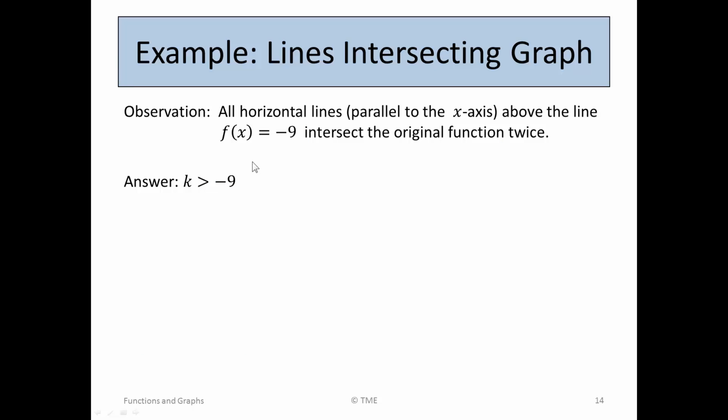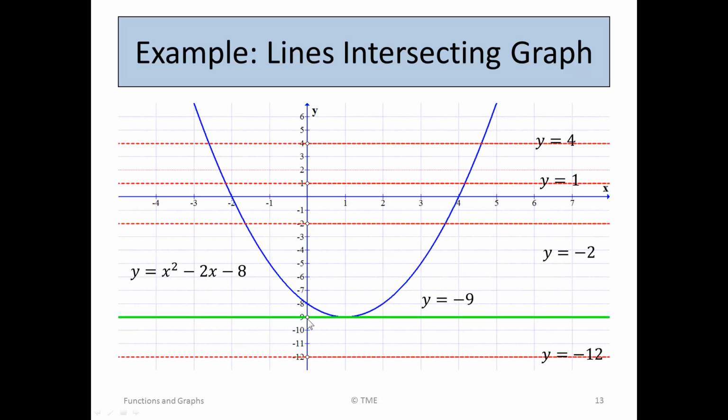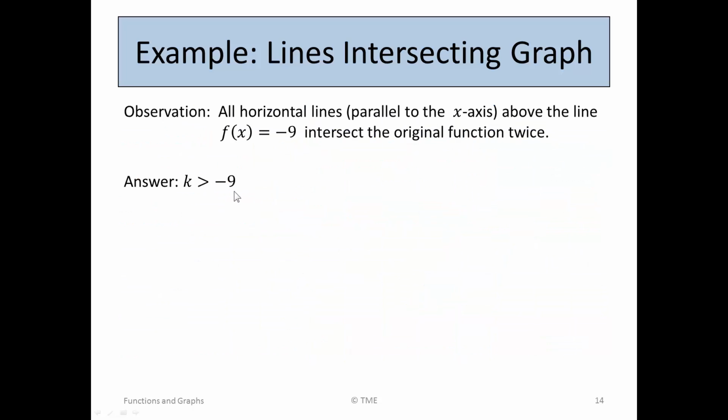So in effect, by observation, all horizontal lines parallel to the x-axis above the line y = minus 9 intersect the original function twice. So the answer they were looking for was k greater than minus 9. So provided that you're up above the minus 9, at minus 8, minus 7, or even minus 8.5 or close to minus 9, you're going to cut that graph twice. So k greater than minus 9.